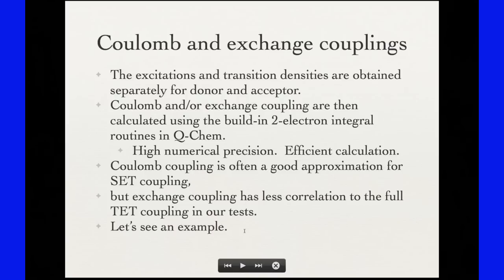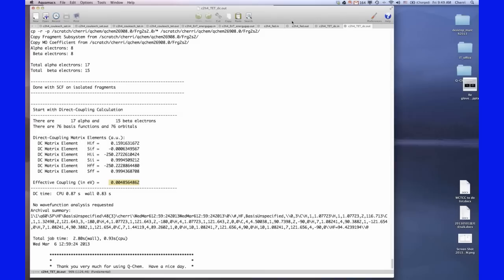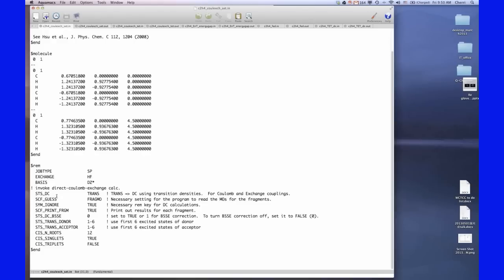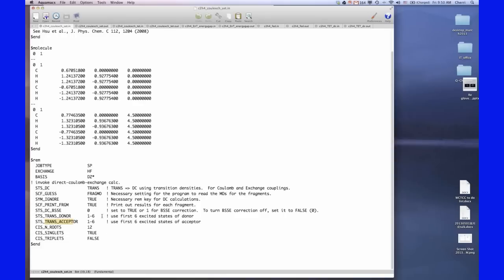But anyhow, let's see how we can calculate these. These are Coulomb and exchange. Let's look at singlet first. We have a 1 plus 1 calculation, but now you have one fragment as donor and one as acceptor. The STS DC now turns to trans. Trans means you use transition density in DC. And again, you have symmetry ignored, some printout, some results, BSSE. You need to say donor and acceptor, how many states you want to calculate, and how many roots you want to get. You can get more roots and calculate less carefully. Now we focus on singlet.